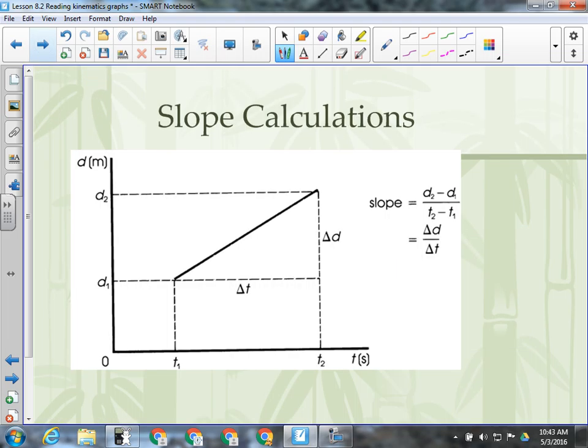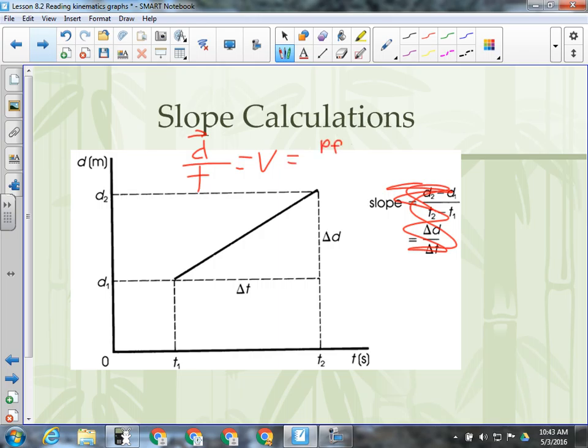Now, slope calculations, we've already talked about those. You can do rise over run. But what we're trying to illustrate here is something else. If I have a position versus time graph that's showing a line that goes like this, when I calculate the slope of that line, I'm dividing the change in y, which is in meters, by the change in x, which is in seconds. So what do I get when I divide the change in displacement by the change in time? Velocity, right?